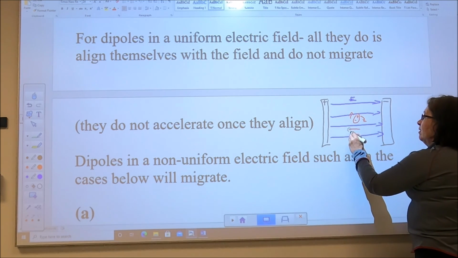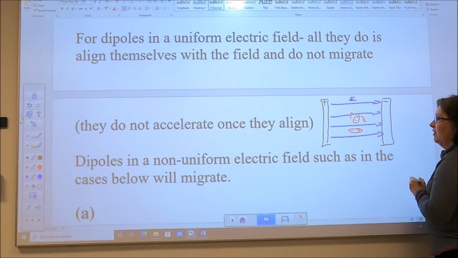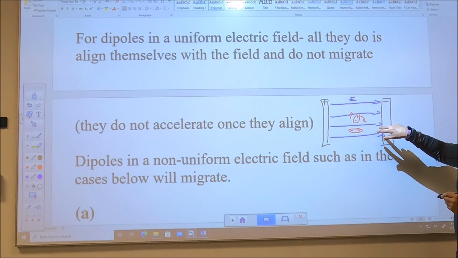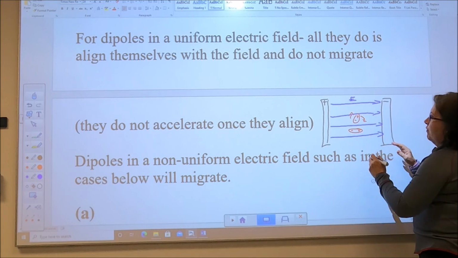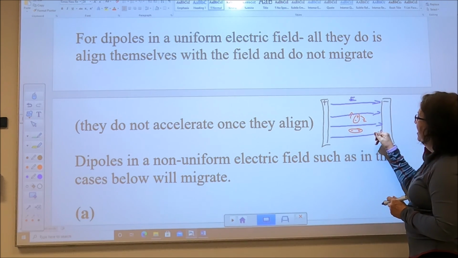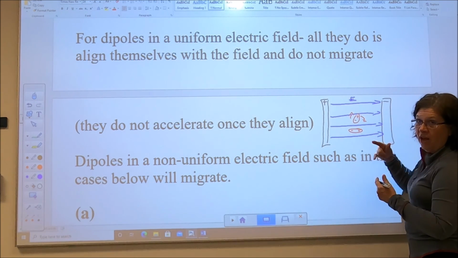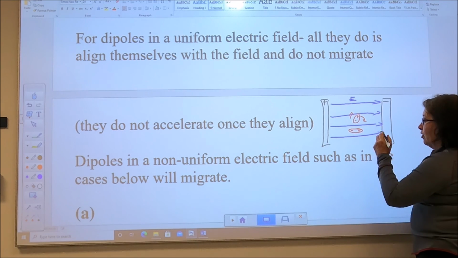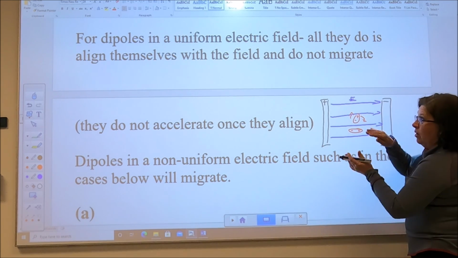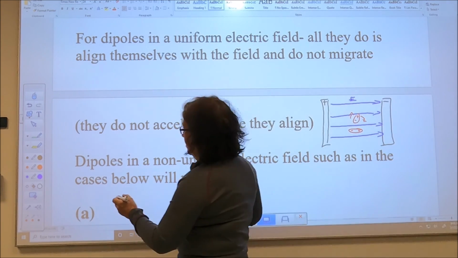Okay? And as soon as it gets aligned so that negative and positive is here, it stops moving. And it won't move back and forth because this end is experiencing a force in this direction, this end is experiencing force in this direction. Same magnitude of force, opposite directions, they cancel each other out and it sits still. So a dipole in a uniform electric field just rotates and then aligns and stays still.